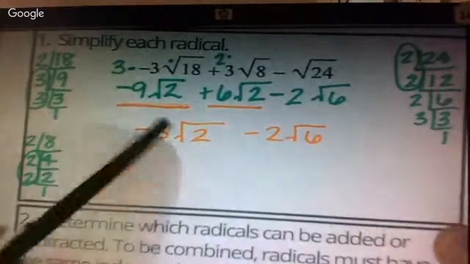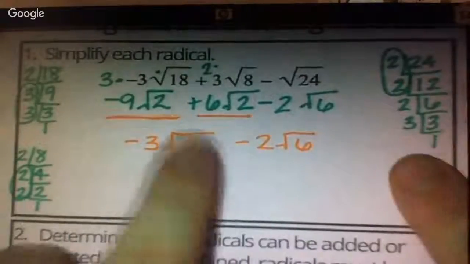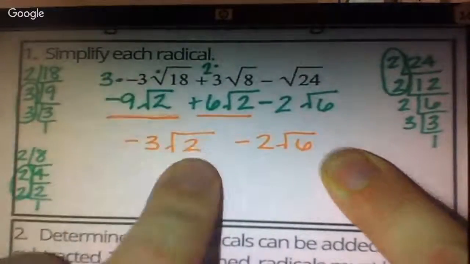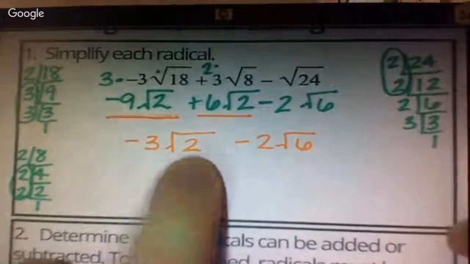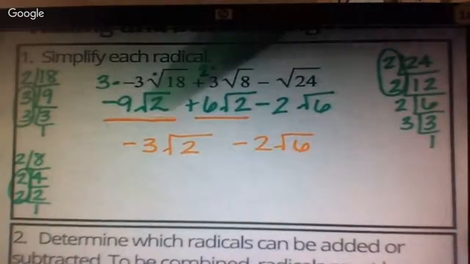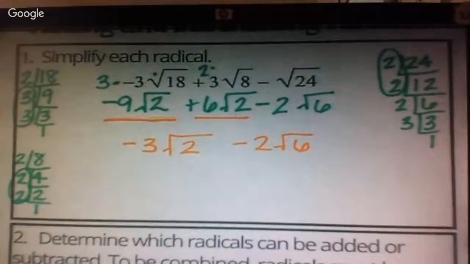So why can't you add those two? Because this is the square root of 2 and this is the square root of 6. They're not like terms. That's like having an x and an x squared. They're not the same. Your square root and what's underneath it has to be exactly the same in order to combine them.